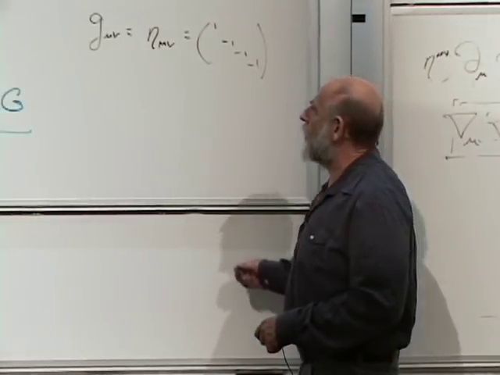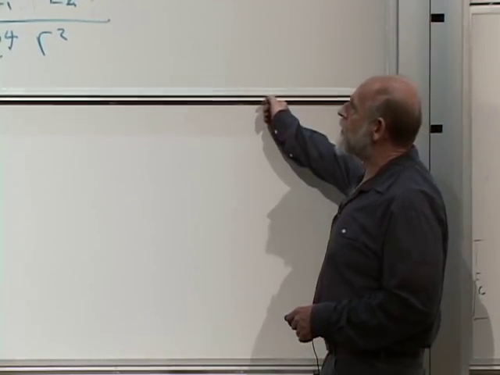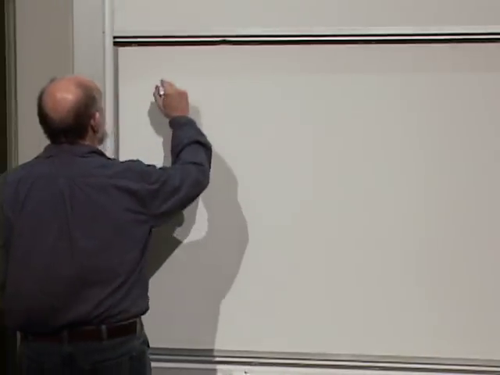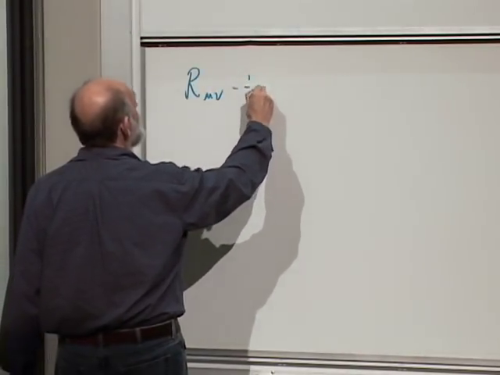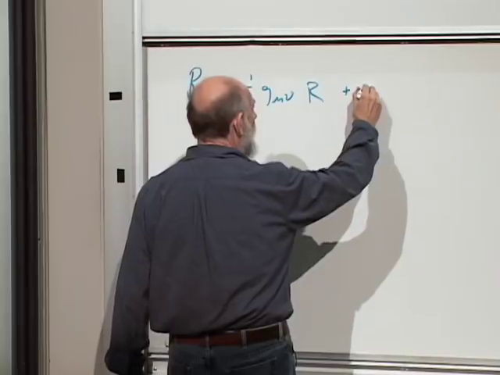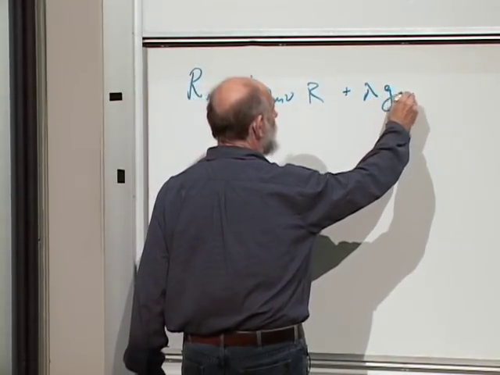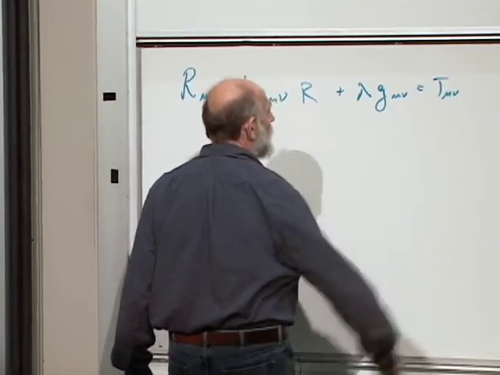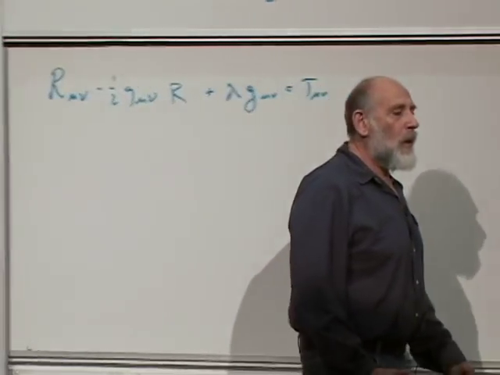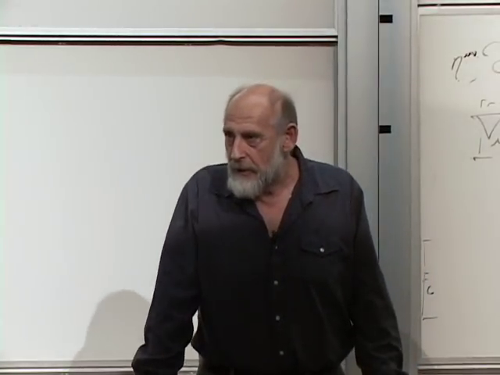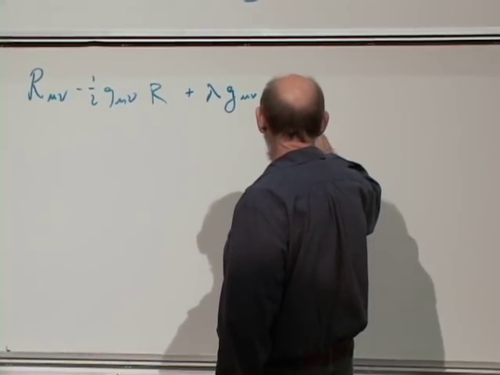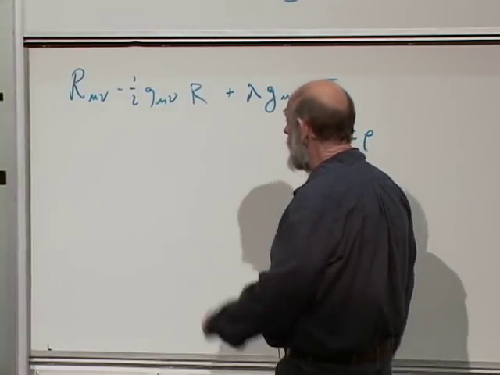Okay. While we're at it, let's talk about the cosmological constant. So we modify the equations: R mu nu minus 1 half g mu nu R, and then we add to it plus some lambda times g mu nu, and we set that equal to T mu nu, or k times T mu nu, or whatever. One can ask, what is the Newtonian analog of this? And there is a Newtonian analog of it. The right-hand side, of course, is the usual 4 pi G times rho, as always. The left-hand side has del squared phi.